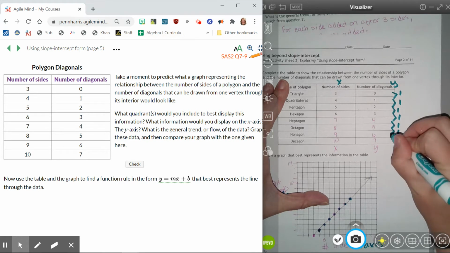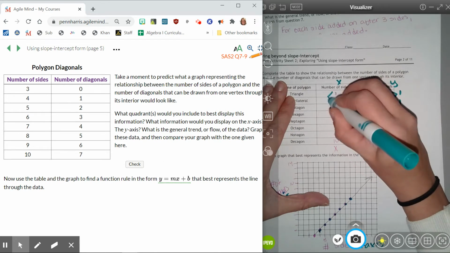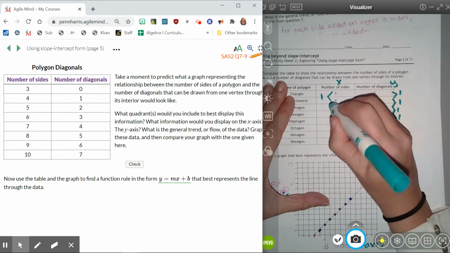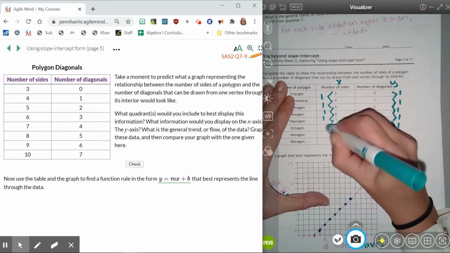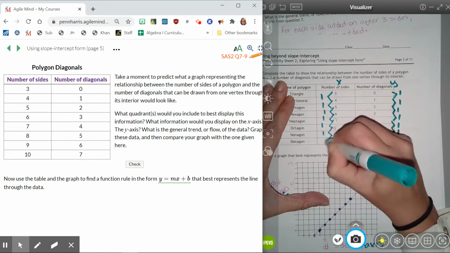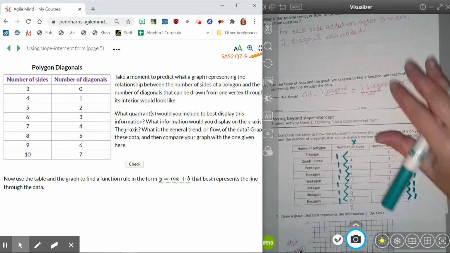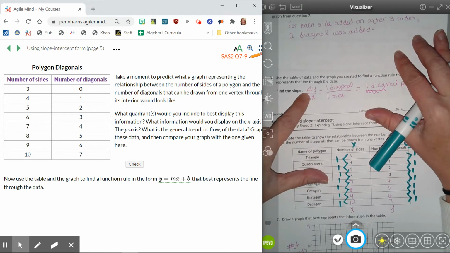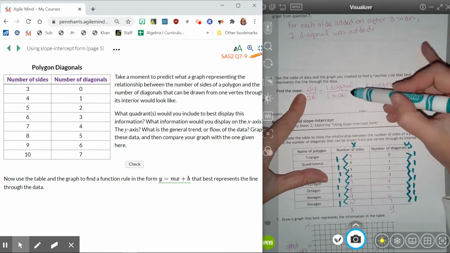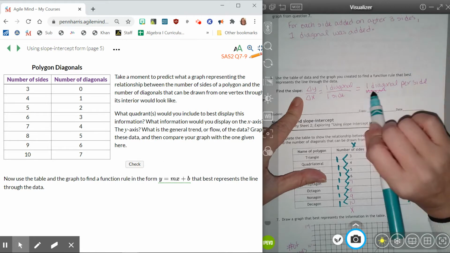My change in X, from 3 sides to 4 sides, it goes up by 1. From 4 to 5, 1, 5 to 6 is 1. All of these are going to be a change of 1. So what I can say is that my change in Y value, remember we talked about how my triangle is a Greek symbol. It means change. It's 1 diagonal divided by 1 side. So what we call that is 1 diagonal per side.